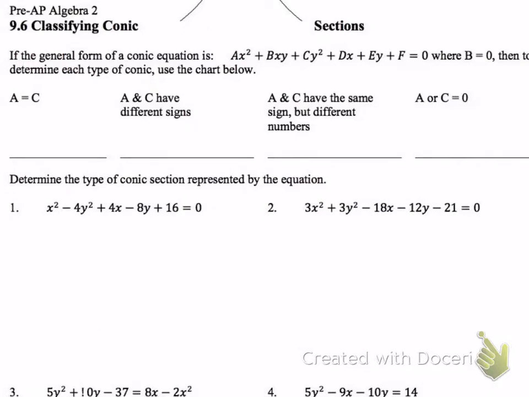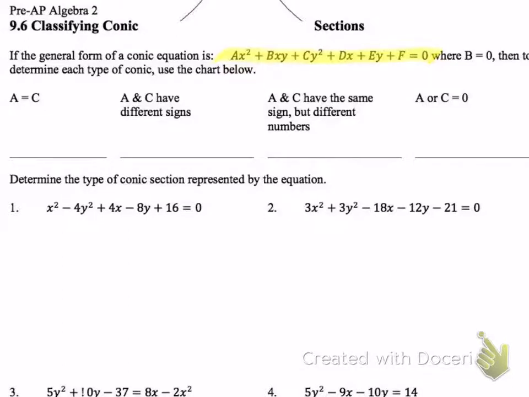All right, so the general form of a conic section looks like this. You won't have to memorize this or anything. That's just what they all look like. So you have an x squared, you have a y squared, you have an xy, you have an x, you have a y, and you have a constant. So you have all of those things.